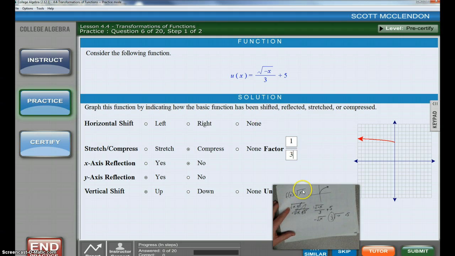And you get the compression. It's a vertical compression, I do believe. You notice how it got scrunched vertically. And that's what you got. Oh, what did I not put in? Ah, horizontal shift. There is none.